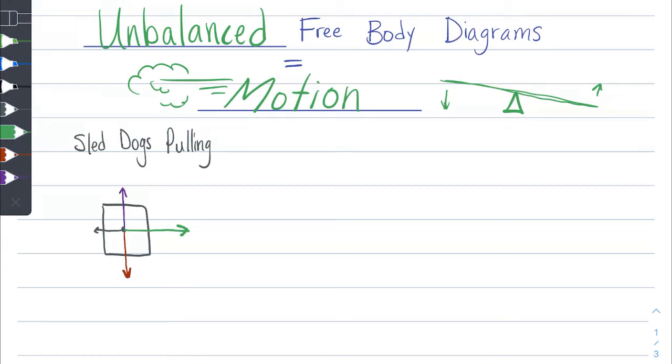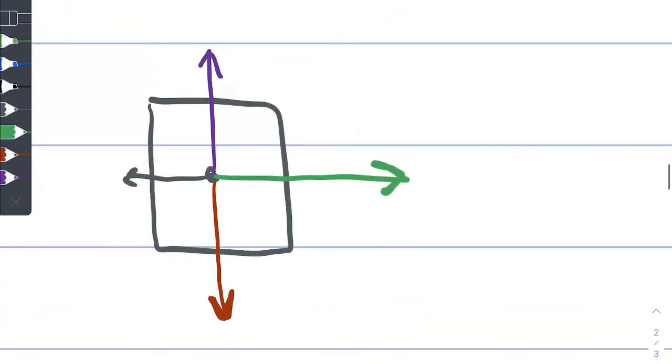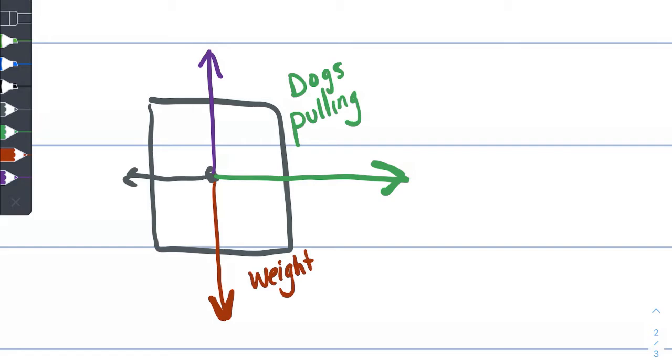So let's review the names of these different forces, because whenever we draw a free body diagram, we need to label the arrows. You can't just leave it looking like this, because I wouldn't know if you understand what each arrow represents. So again, remember the green arrow is the pulling by the dogs. We could say the dogs pulling. The red arrow is the weight of the sled. So you can imagine if this was even bigger, then the dogs would have to pull harder and harder to overcome that weight. The backwards arrow is just the friction.